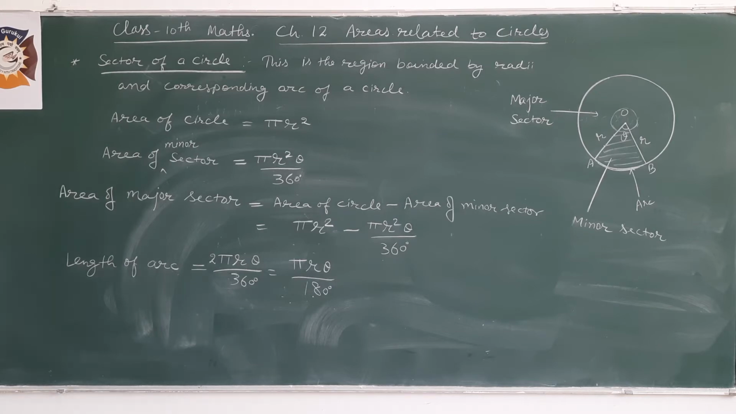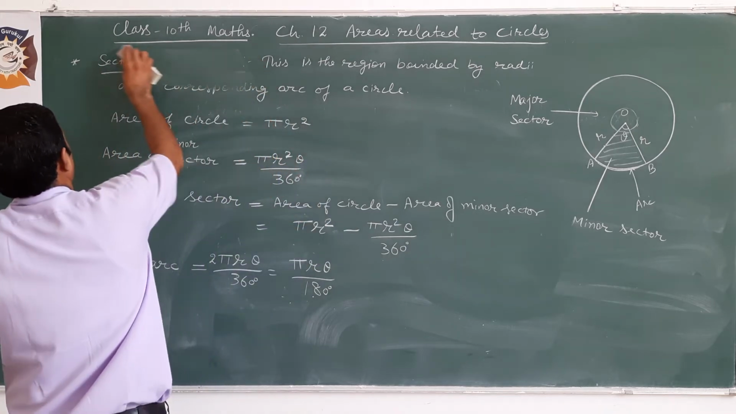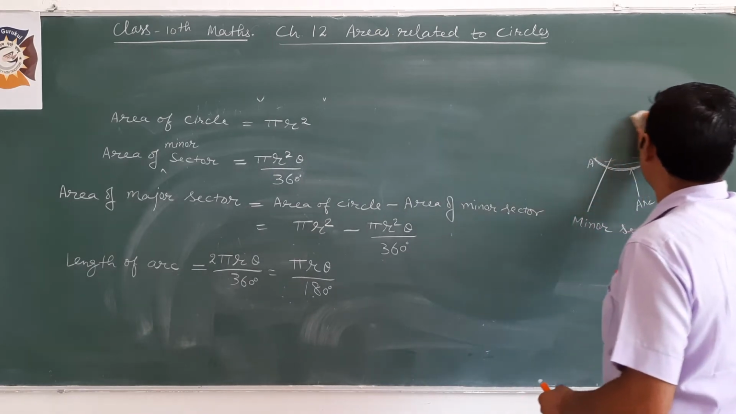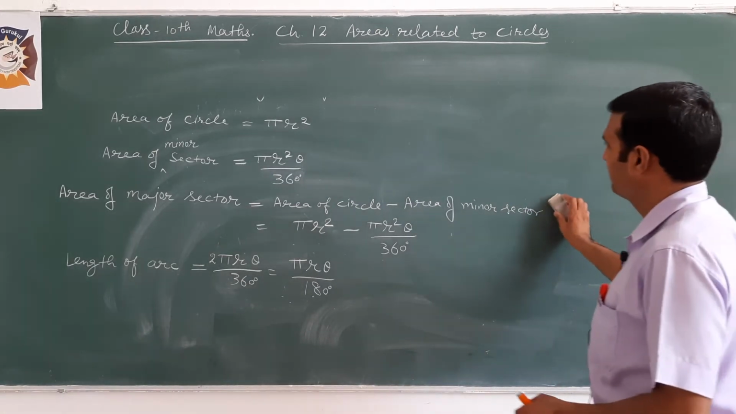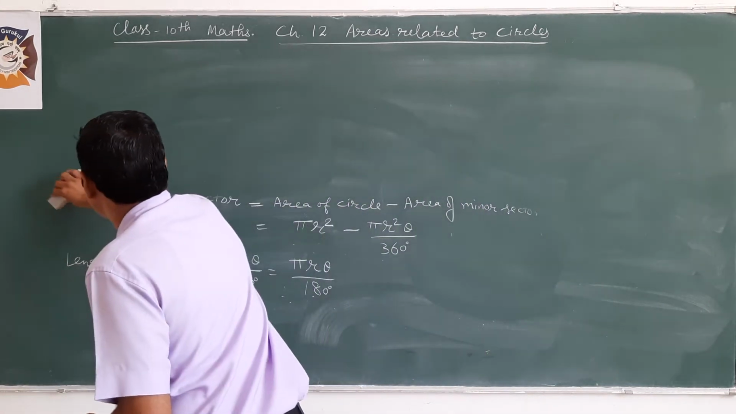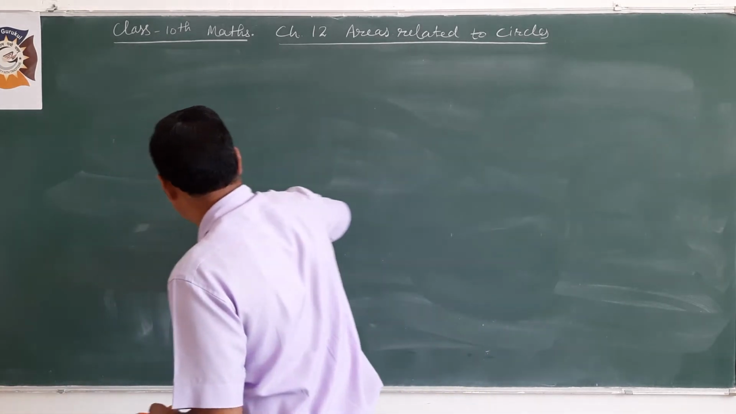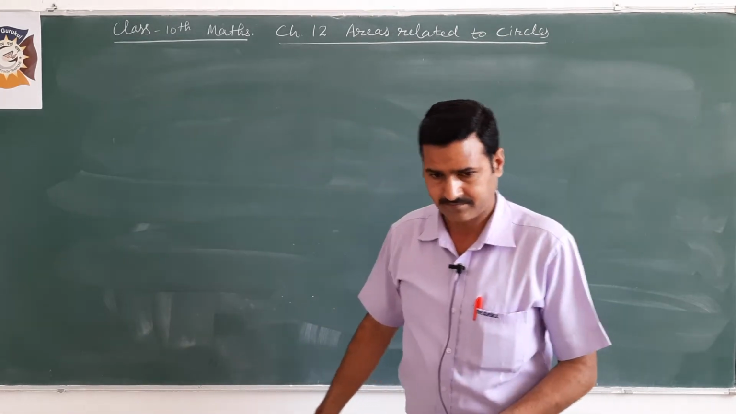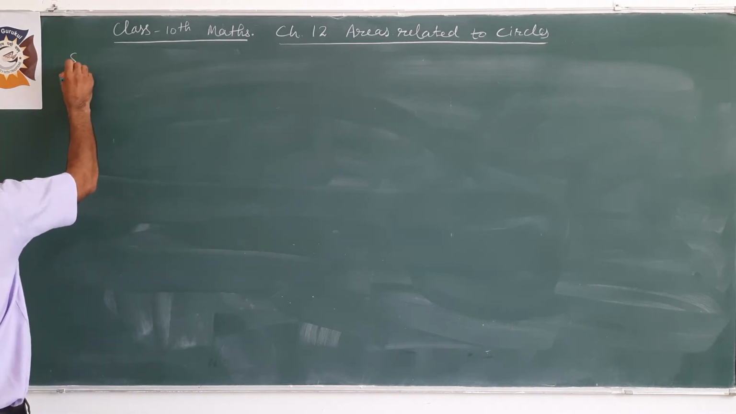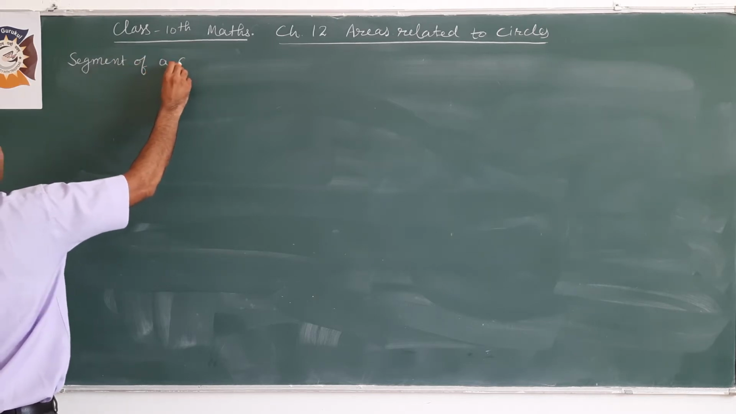Now, the segment of a circle. What is the segment? A segment is also a part or portion of a circle which is bounded by a chord and the corresponding arc. Segment of a circle.